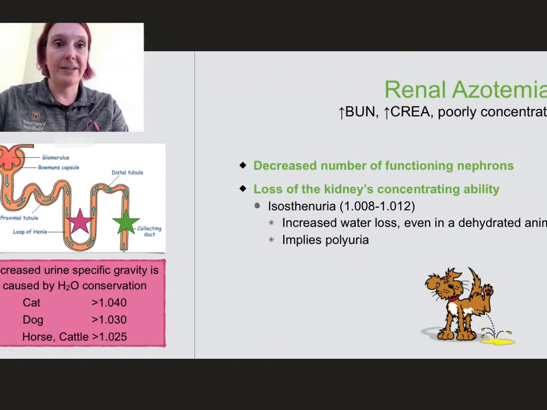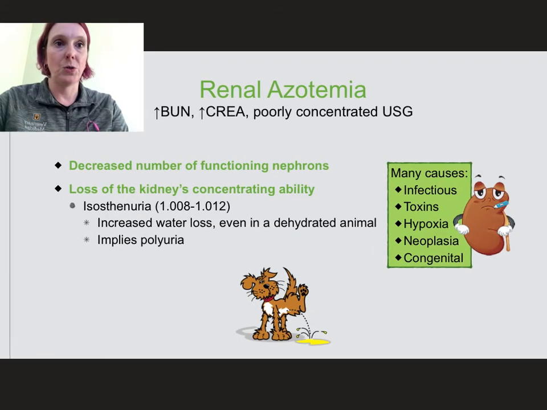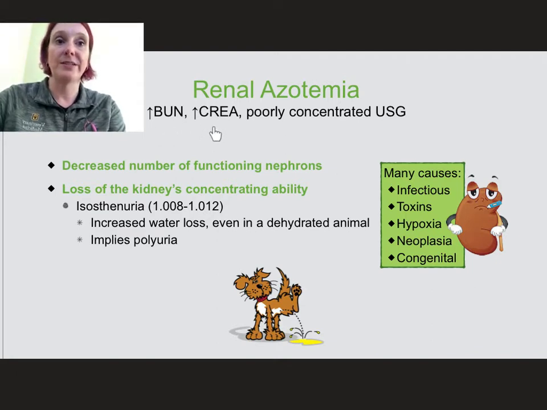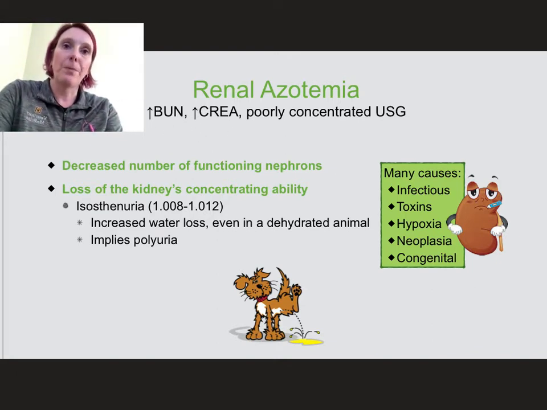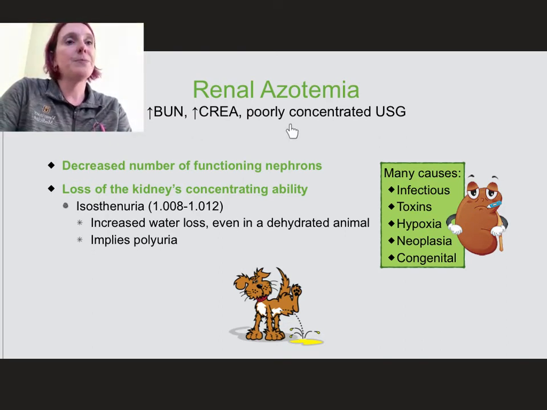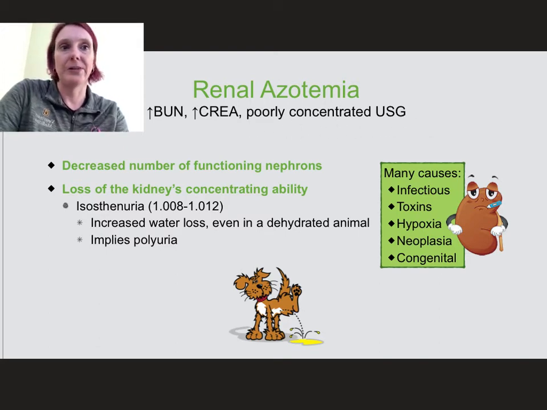Whereas with renal azotemia, and this is the other one that we do in contrast with this, we can have increases in BUN and creatinine. We often have increases in both. They can range from mild to very severe increases. And our urine-specific gravity is poorly concentrated, or inappropriately dilute.